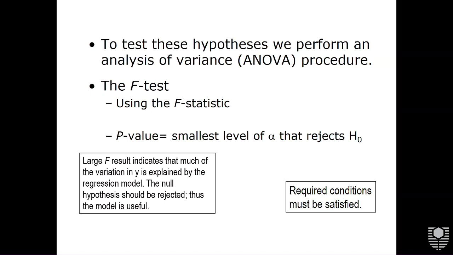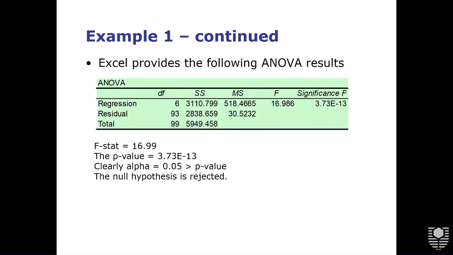So if the p-value is less than alpha, it means reject the null hypothesis, right? But normally we use the F-test. So how are we going to use the F-test, guys? See, I will show you.